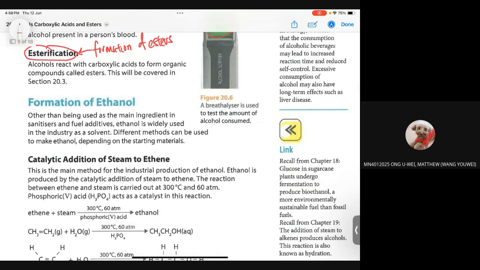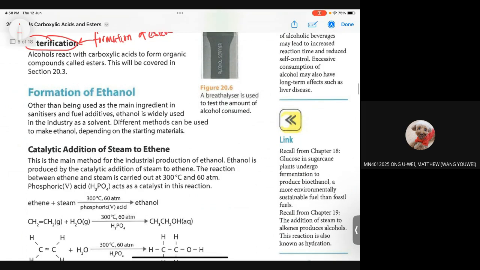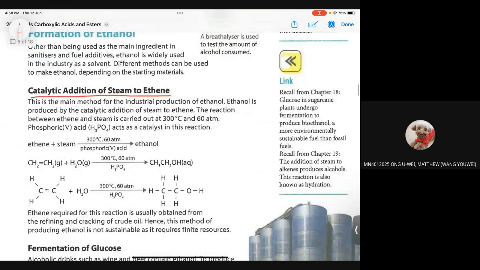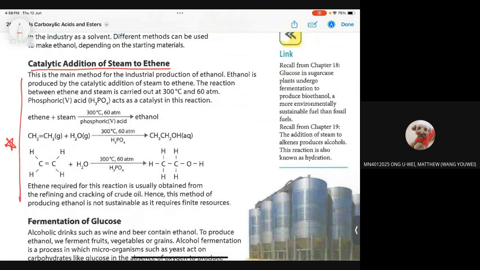so one way to get alcohol, which you have already learned, is the addition of steam to ethene. This one I'm not going to go through because we have already gone through it. Just to recap, this is how you can get alcohol. This one you cannot do at home because you cannot have 60 atm. You can't get phosphoric acid easily unless you do some things to your coke. And you can't get 300 degrees Celsius that easily as well. So you can't do this at home to get alcohol. Plus ethene is also not readily available.